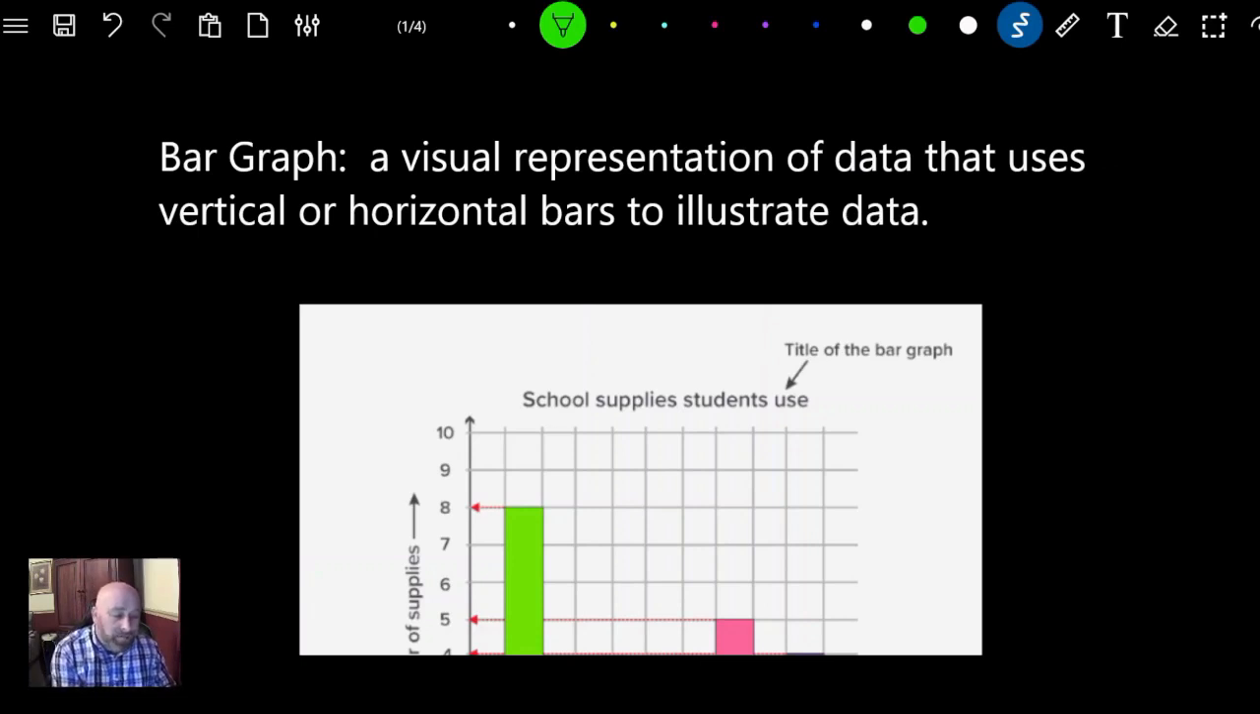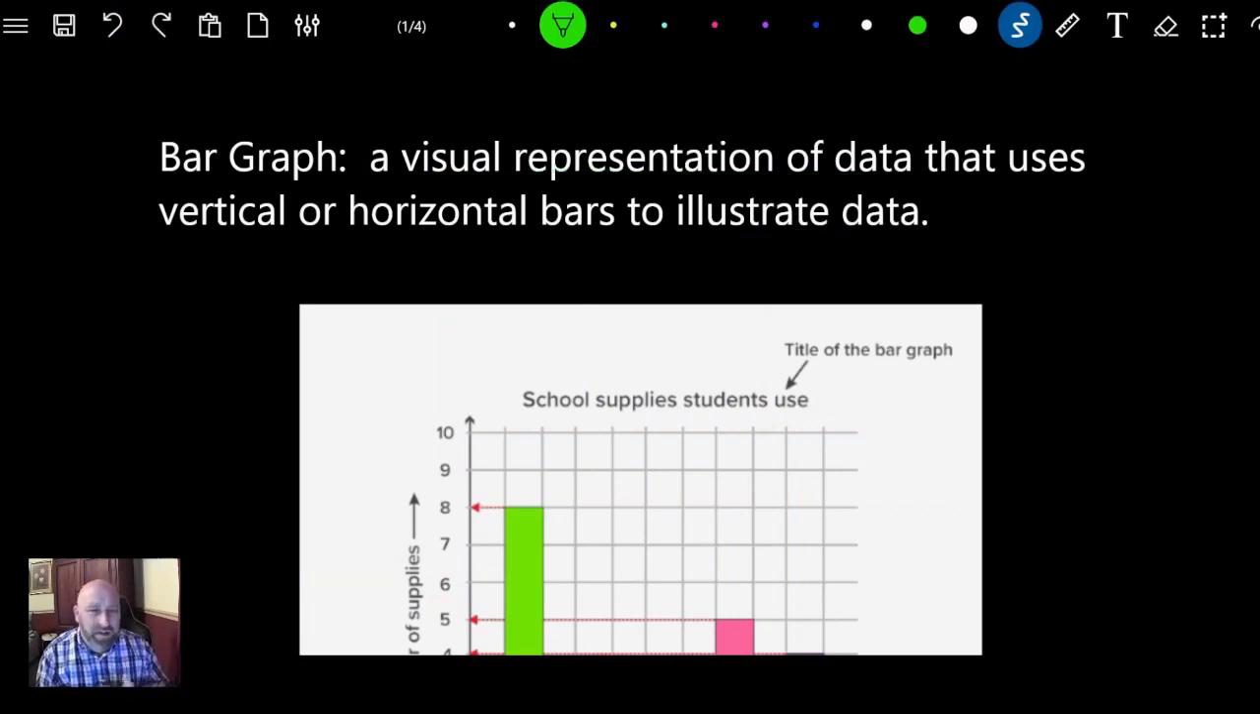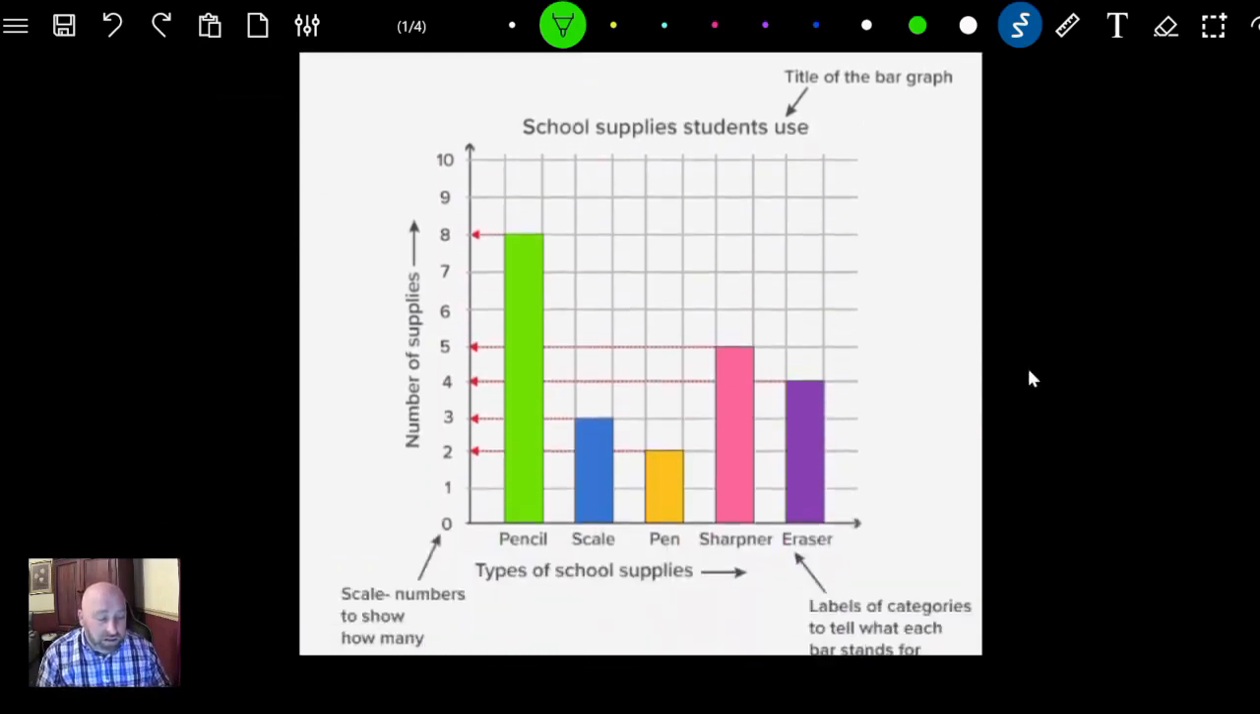All right, so the bar graph is a visual representation of data that uses vertical or horizontal bars to illustrate the data. What does it mean to illustrate? It's like painting a picture. So we're going to paint a picture in somebody's mind. All right, so let's look at this bar graph that I have on the screen here for you. We're going to kind of go through the different parts and pieces of this bar graph.